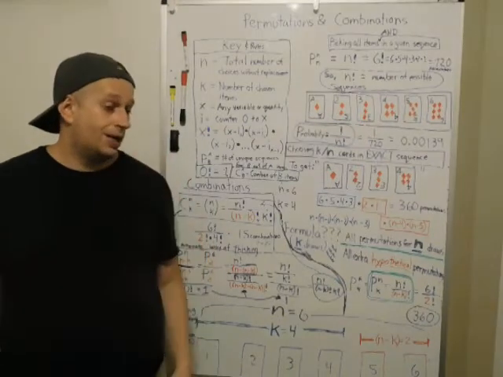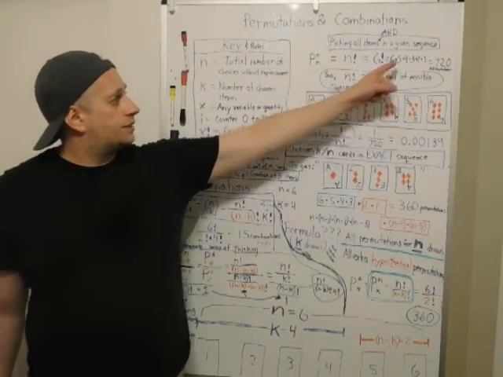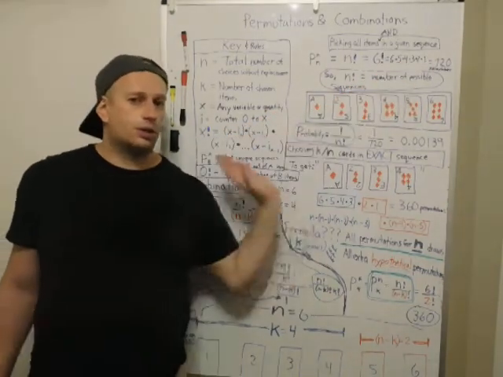But in probability, let's just say we only want to draw 4 cards, right? Well, we still got to go 6, 5, 4, and 3, but we don't care about the other 2.